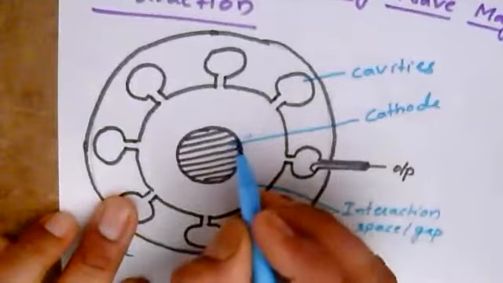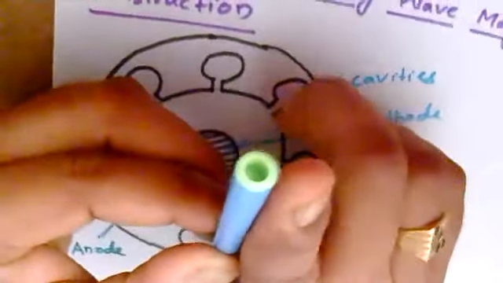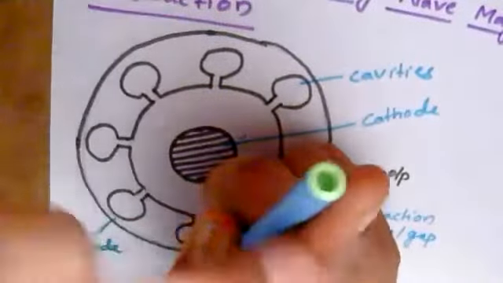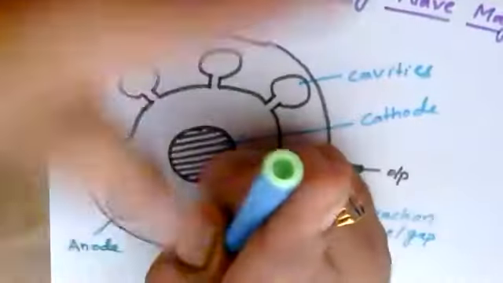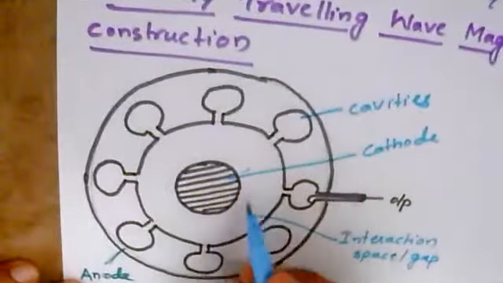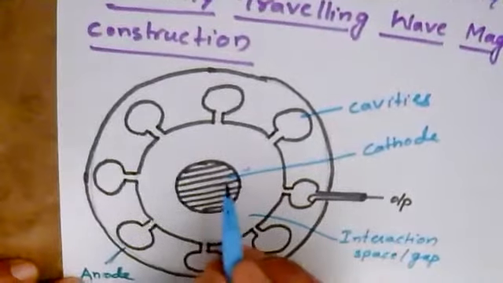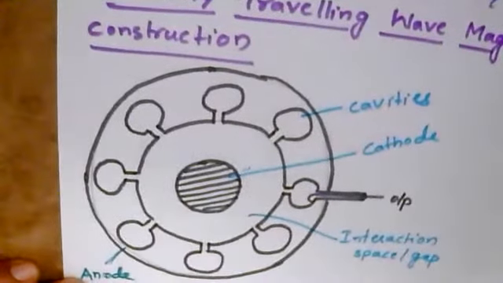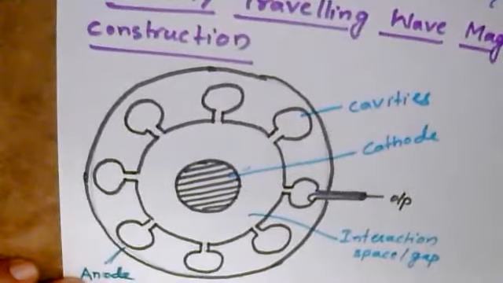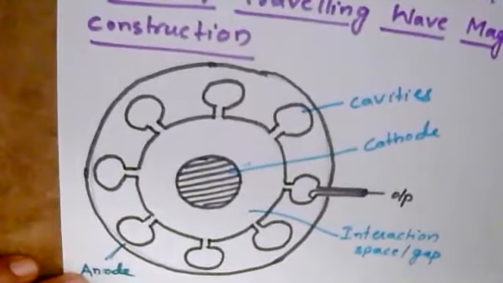Just now as I have said, the magnetic field will be like this, and the electric field will be like this. It keeps on rotating here, and those are crossing each other. So the magnetic field and electric field will be crossing each other, so it is called crossed field type of tubes. Okay, this is called crossed field type of tubes. So this is the entire construction we have.